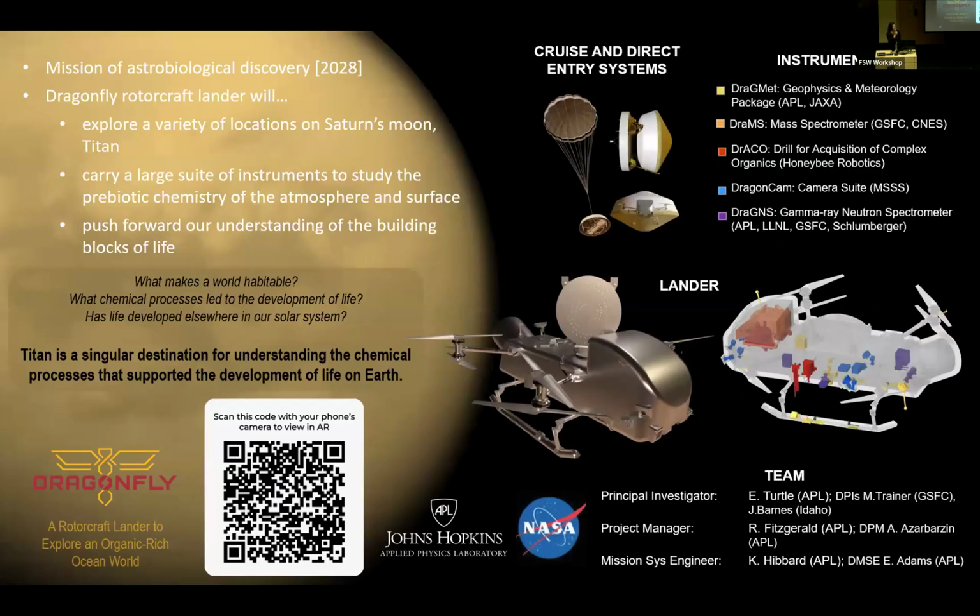All right, so we got some context yesterday from a few talks, but for those of you who are not aware, Dragonfly is a mission of astrobiological discovery set to launch in 2028. A Dragonfly rotorcraft lander, pictured there on the right, will explore a variety of locations on Saturn's moon, Titan. It's carrying with it a large suite of instruments to study the prebiotic chemistry of the atmosphere and surface. You can see the list there on the right. And the science that's done there is going to push forward our understanding of the building blocks of life, including how life may have developed here on Earth.